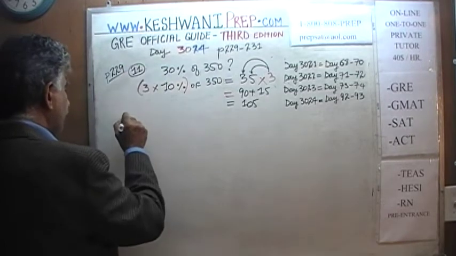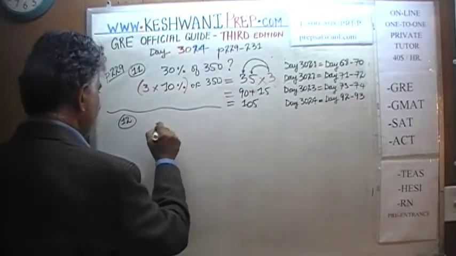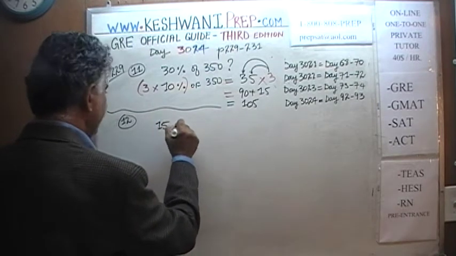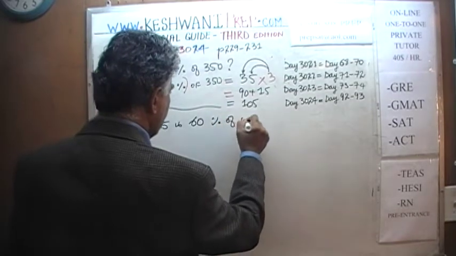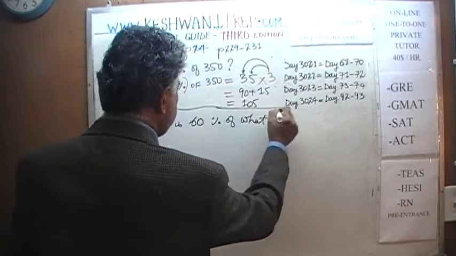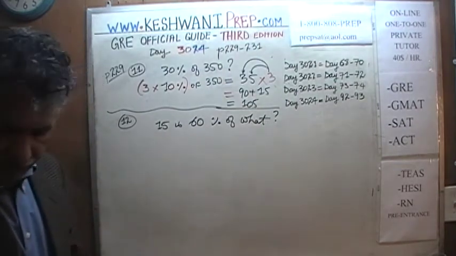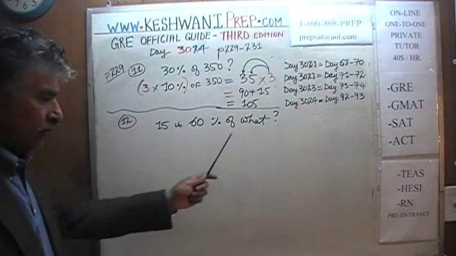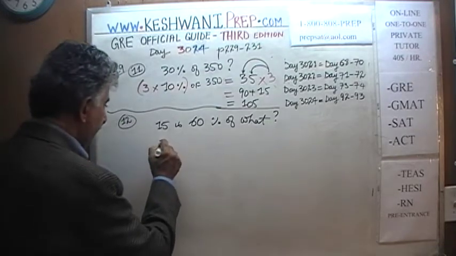Let's do number 12. Number 12 says 15 is 60% of what? 15 is 60% of what? Let's set it up again if you like. If you're unable to see it right away, let's set it up. If you're unable to see a shortcut, here's what it's going to be.